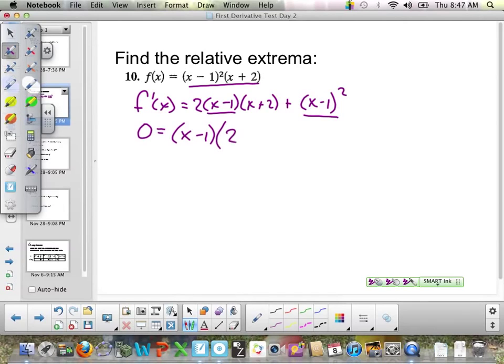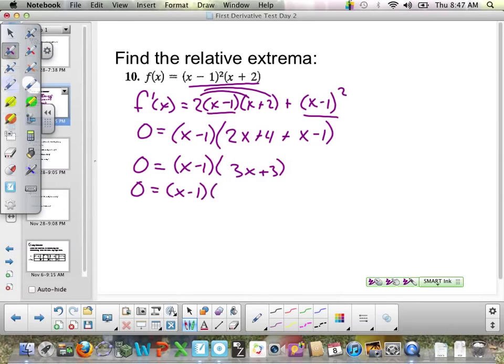The first group, we're left with 2. Distribute that to x plus 2, we get 2x plus 4. And over here in the second group, we're going to have one of the x minus 1s left. So when we set our derivative equal to 0, it's (x minus 1) times (3x plus 3), which is 3 times (x plus 1). And so we can see our critical numbers are x equals 1 and x equals negative 1. All right, so now we will set up our test intervals.